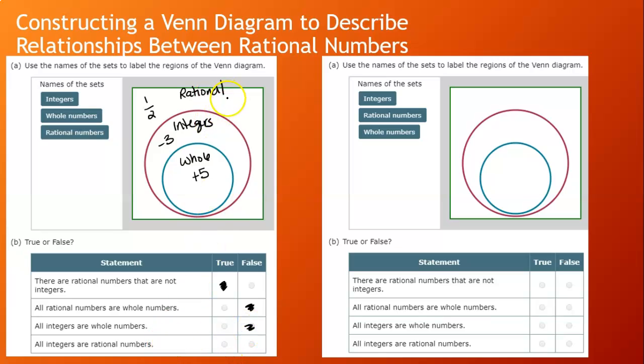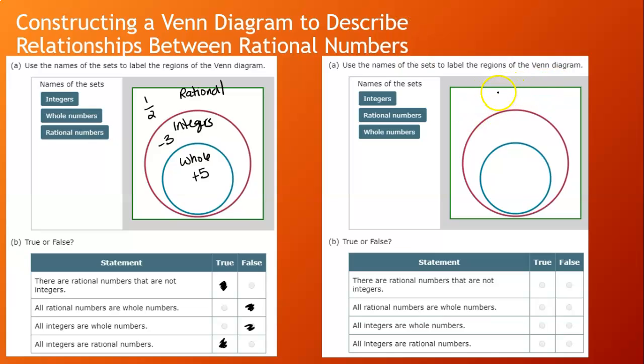And all integers are rational numbers. Yes, anything that fits inside this purple circle is also inside the green box. -3 and 5 are both rational numbers, so we would say that's true there. All right, you pause the video and try this next on your own.